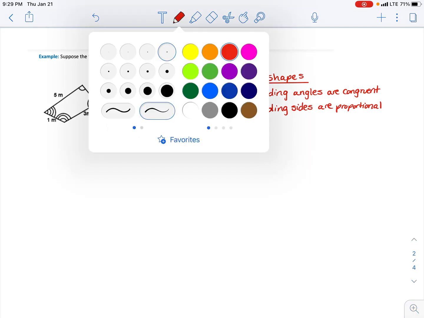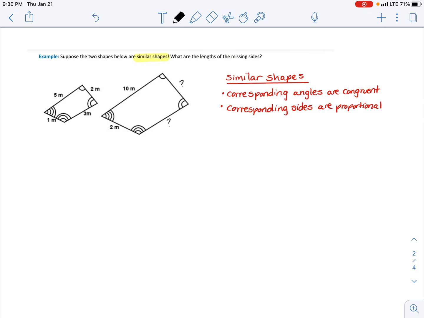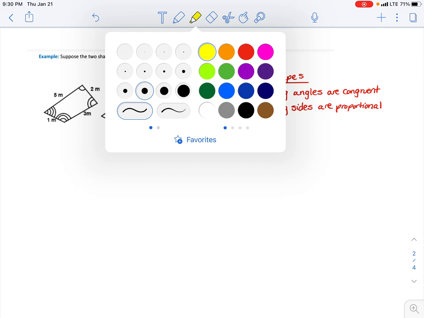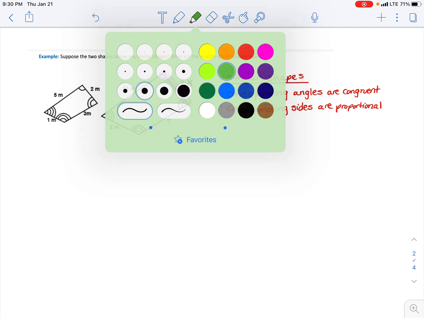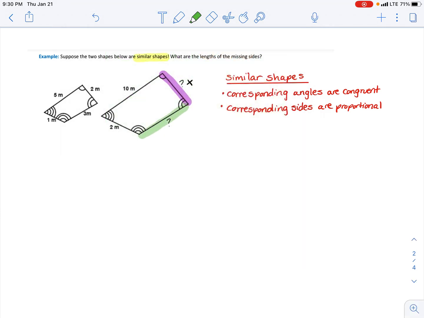So what I'm first going to do is let this side length here that I'm going to highlight in purple be equal to x, and then the side length here that I'm going to highlight in green be equal to y. Because those two side lengths are our unknown side lengths, right? They both have question marks. And so what we do in mathematics is we let our unknowns be represented by variables.